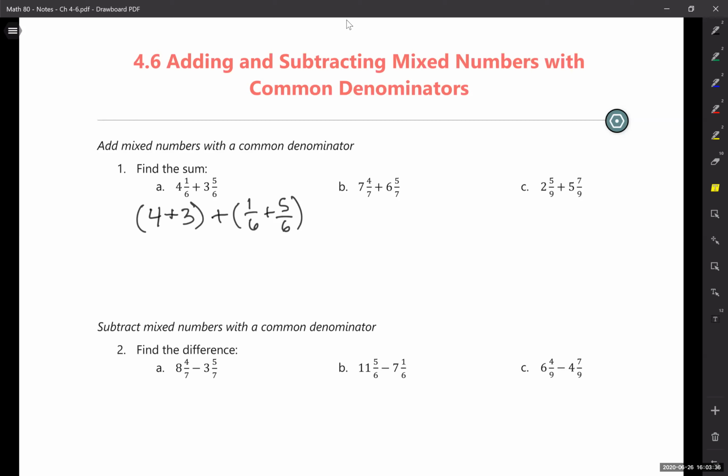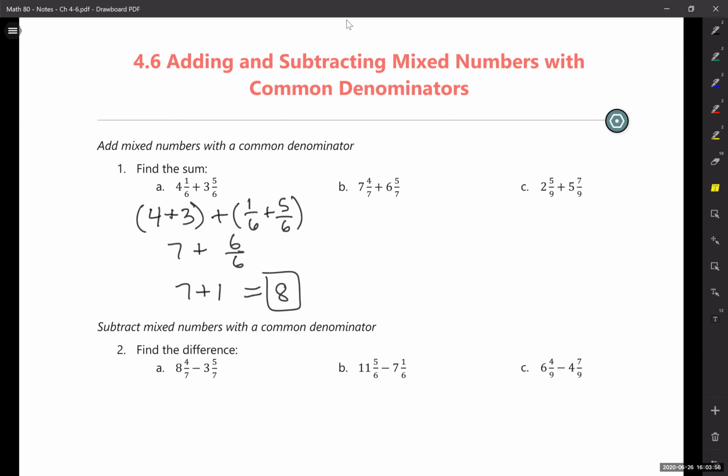easier. All right, so 4 plus 3 is 7. And then 1/6 plus 5/6 is 6/6. So really this problem is 7 plus 1, which equals 8.